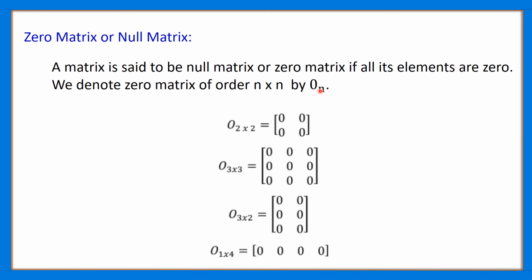Okay. How will a zero matrix of order 2 cross 2 look? It will look like 0 0, 0 0. Similarly, for order 3 cross 3, there will be 3 rows and 3 columns, and each element in that matrix will be 0. We can even have a row matrix or a column matrix be a zero matrix. A zero matrix of order 1 cross 4 will look like a single row which contains 4 columns, and all its elements will be 0 0 0 0.